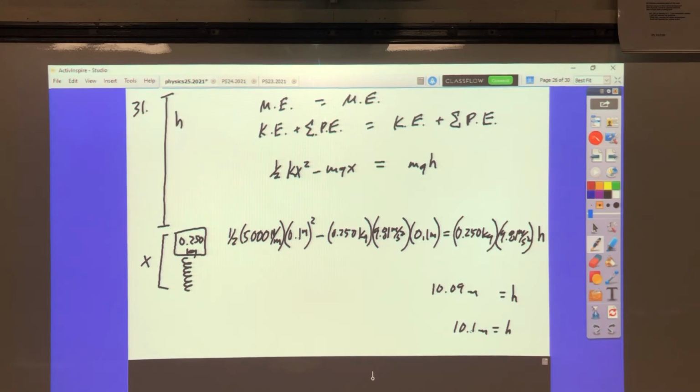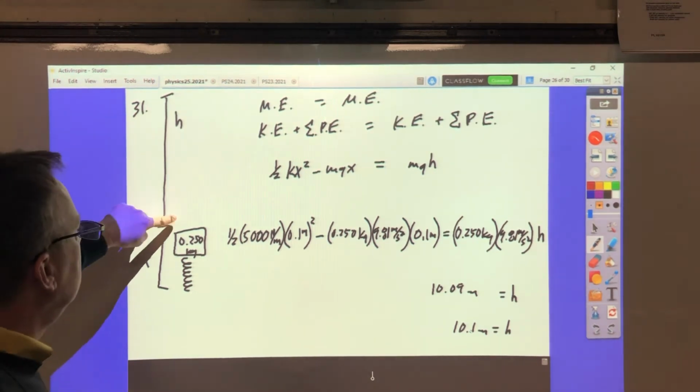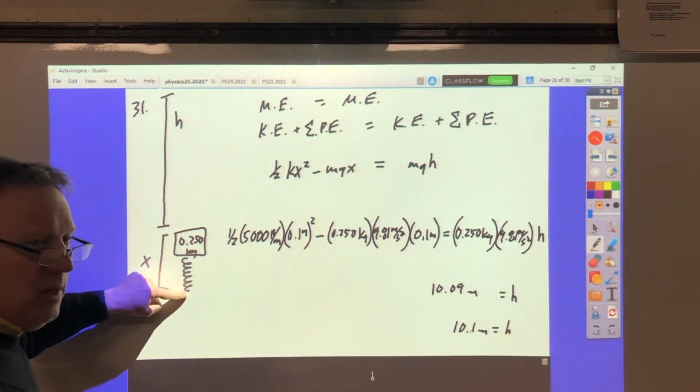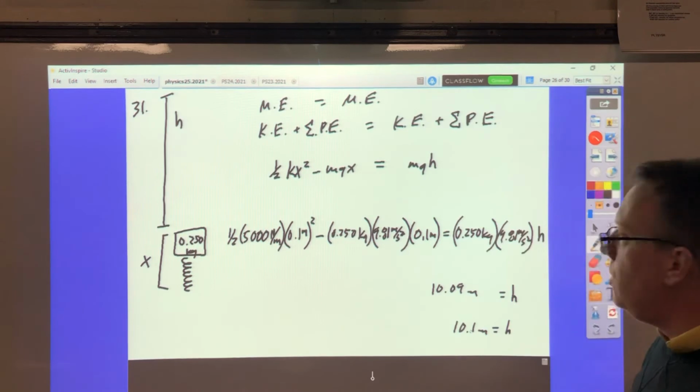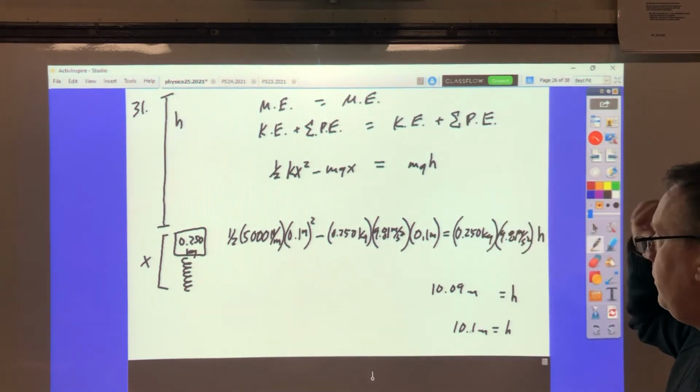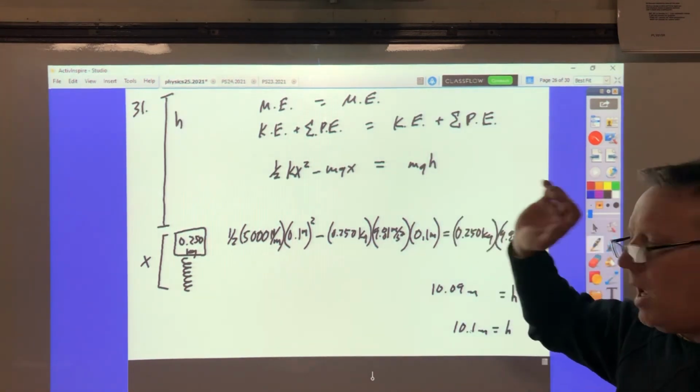Above the point of release, I'm going to call the point of release here. Or maybe they're calling the point of release here, but I'm going to call it here. I don't know. You get the idea. If you could solve it one of those two ways, I'd be happy with it.